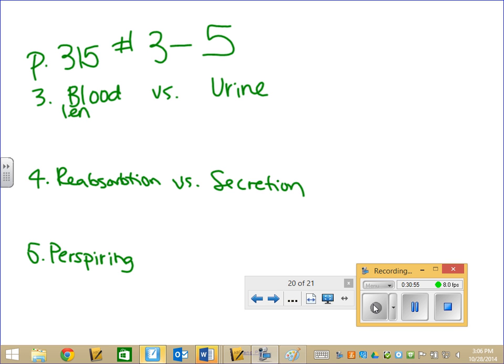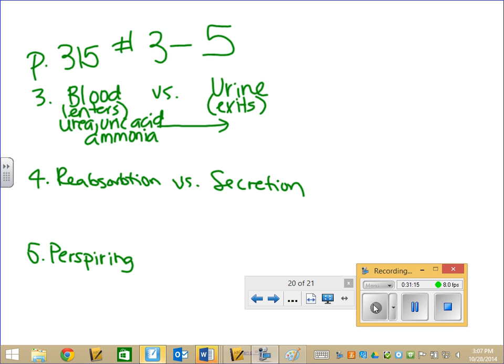So when your blood enters your kidney, and when your urine exits your kidney, there are substances that we would look for. When your blood enters your kidney, you would expect to find urea, uric acid, and ammonia, and I would expect to find all of those substances in my urine. When blood enters my kidney, I would also expect to find glucose, sodium, amino acids, none of which I would expect to find much of in my urine.